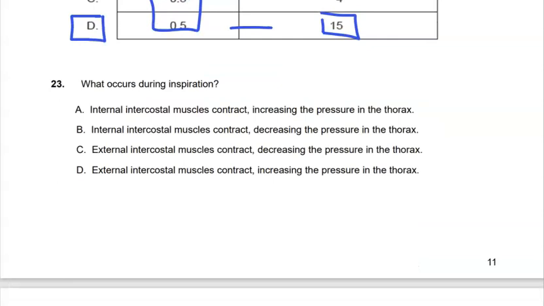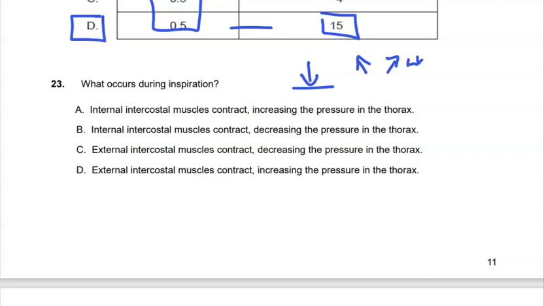What occurs during inspiration? So quickly we think about the inspiration process with the flattening of the diaphragm and the movement upwards and outwards of the intercostal muscles, reducing the pressure in the thorax. So let's look for options.